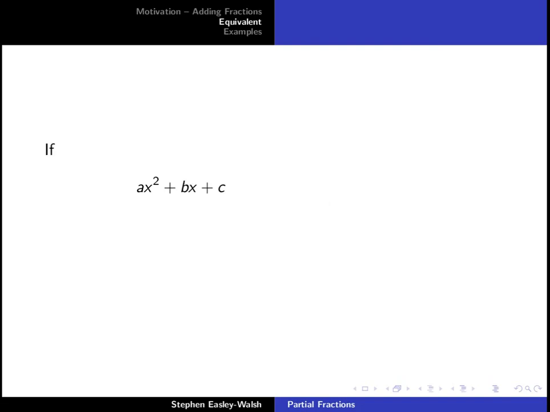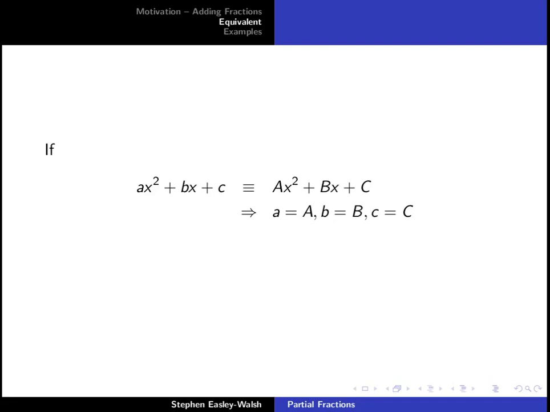Another important result to note before looking at partial fractions is that if I have a quadratic ax squared plus bx plus c, and I'm told that this is identical to another quadratic, in this case uppercase A x squared plus uppercase B x plus uppercase C, I can infer that the coefficients are equal. That is, lowercase a equals uppercase A, b equals B, and c equals C.